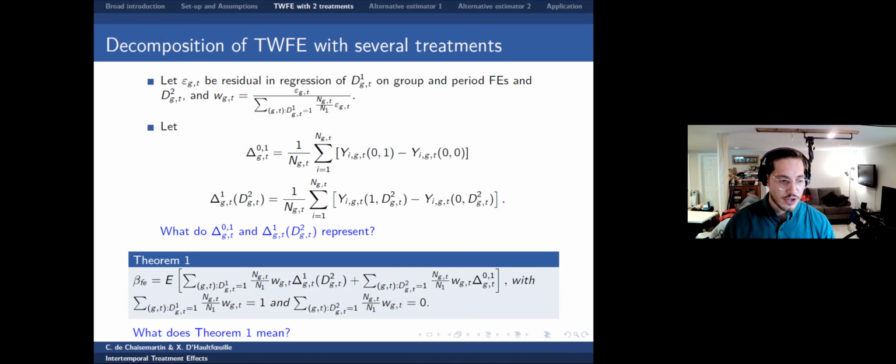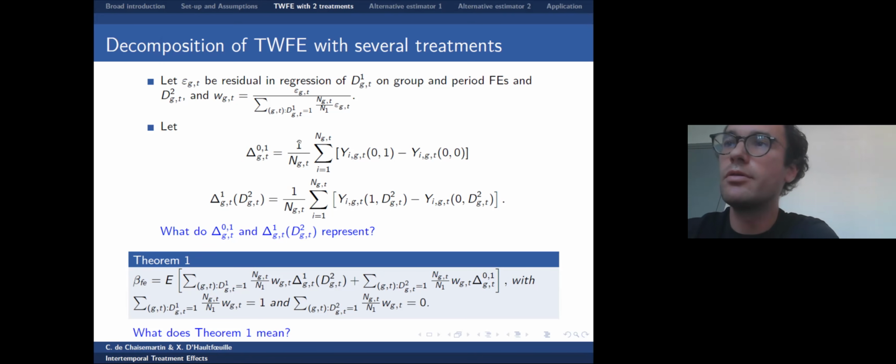It's a weighted average of outcomes where the weight is going to be related to the size of the treated group. It's for the switchers going from 0 to 1. So it's the effect of moving the second treatment from 0 to 1 while keeping the first treatment at 0. And that's the average effect of doing that in group g.